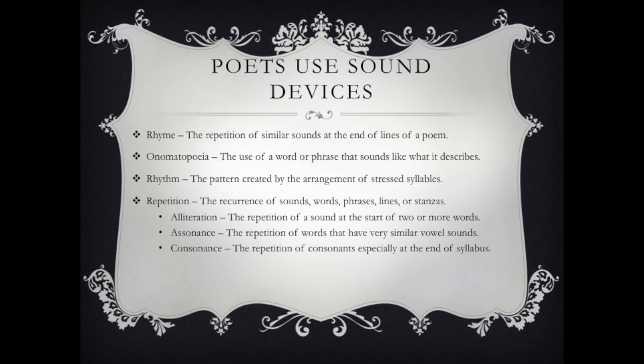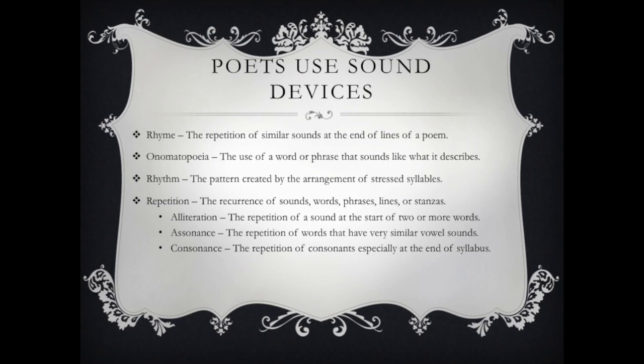Rhyme is probably the most well-known and most easy to pick out sound device. And rhyme is any time that the sound is repeated at the end of a line of a poem. So if one line ends in the word black and the next line ends in the word lack, then that's a rhyme, when the 2 lines end with words that have a similar sound.